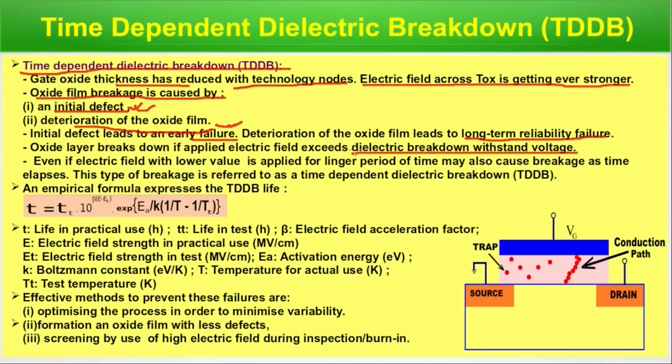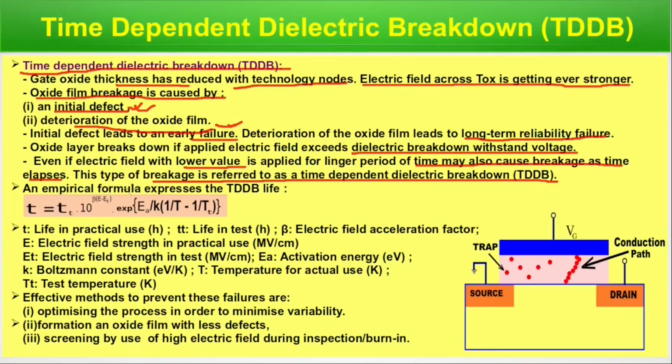If we apply to any oxide layer a field which exceeds the breakdown withstand voltage, it will break down. The second point is, even if an electric field with a lower value is applied for a longer period of time, that may also cause breakage as time elapses. That also leads to breakage or breakdown of the dielectric layer. This type of breakage is referred to as time-dependent dielectric breakdown. That is, it's not instantaneous, it will take time. Time is a great factor here.